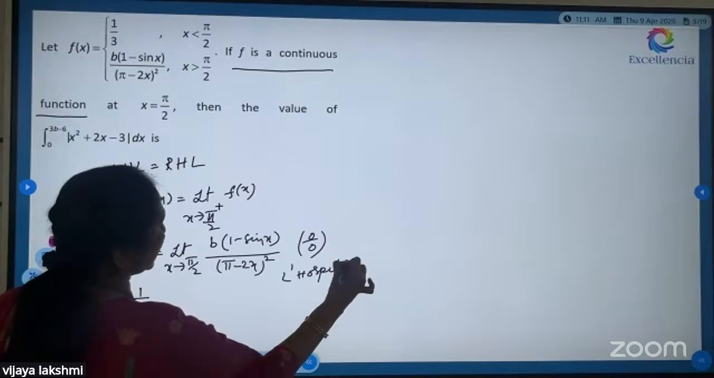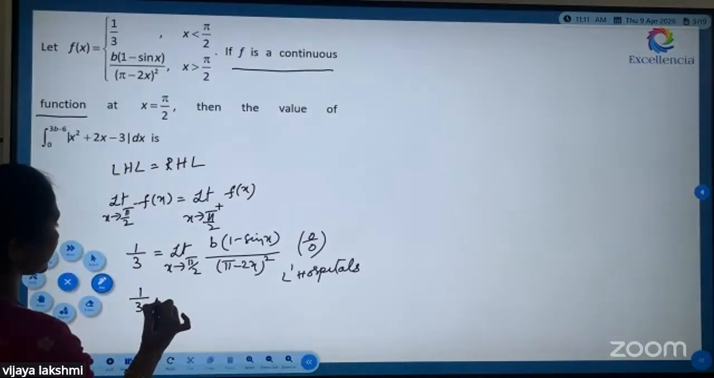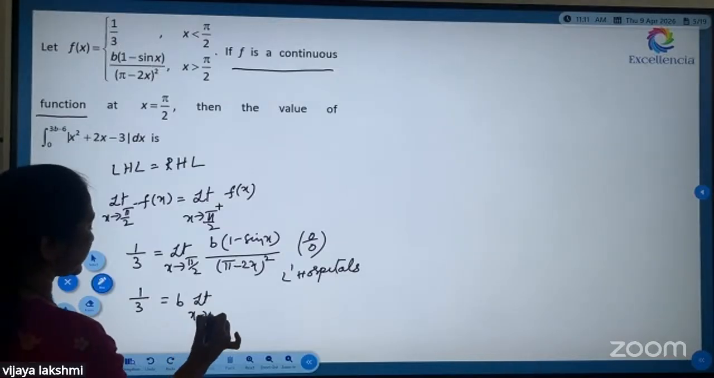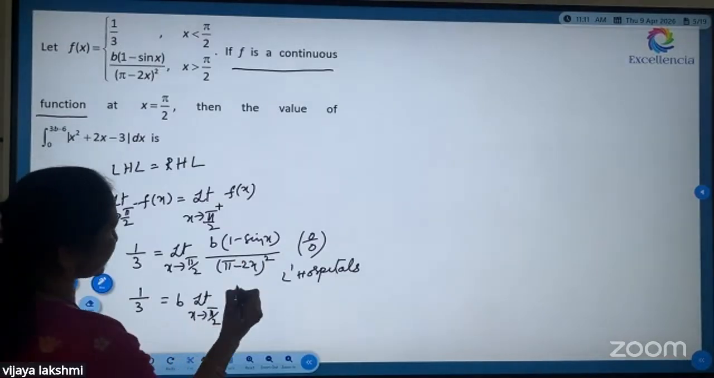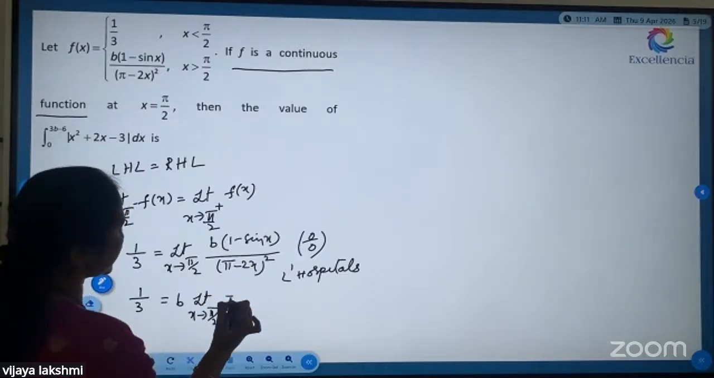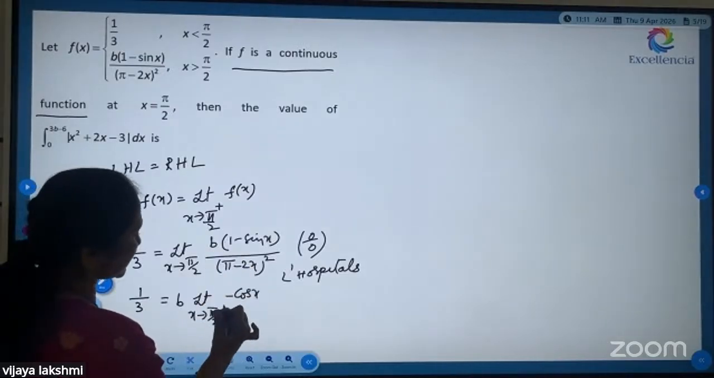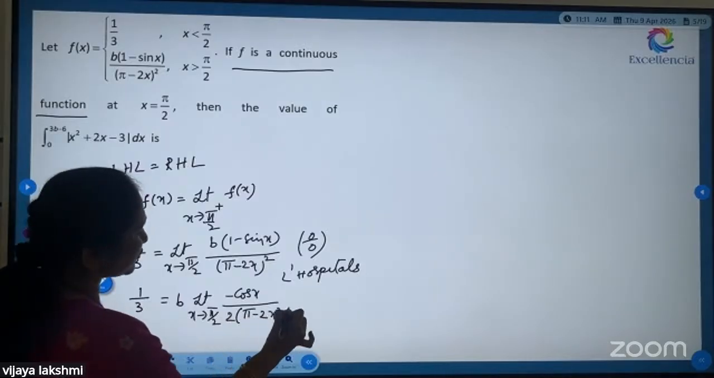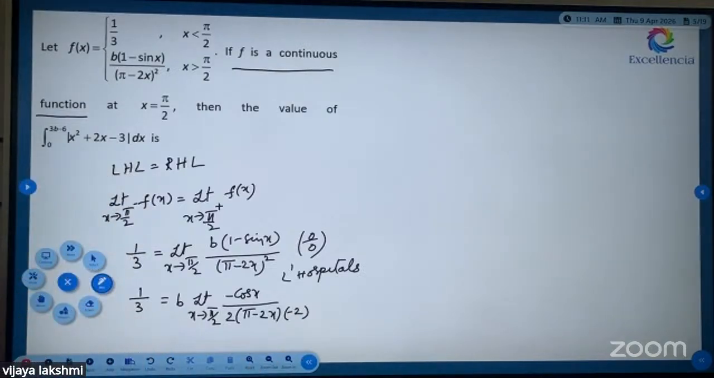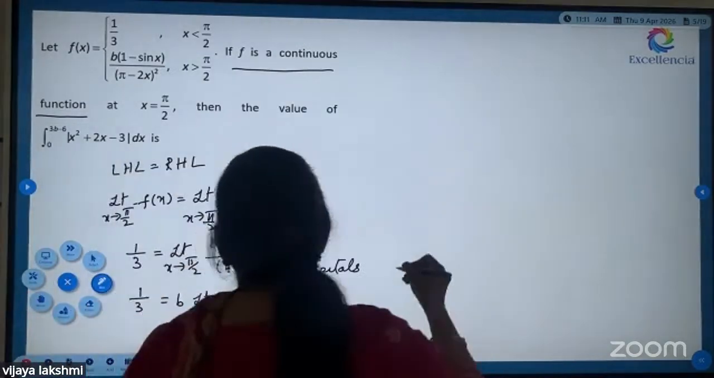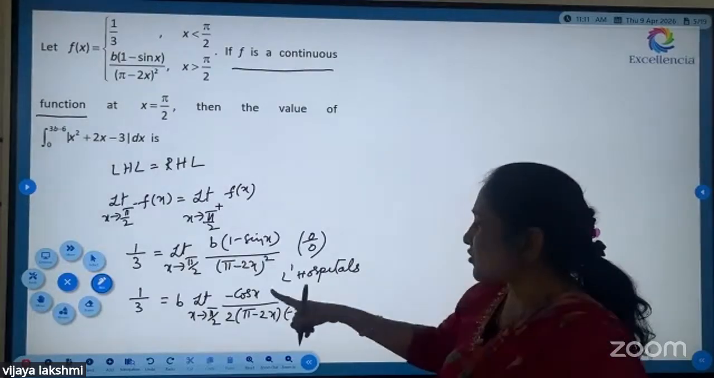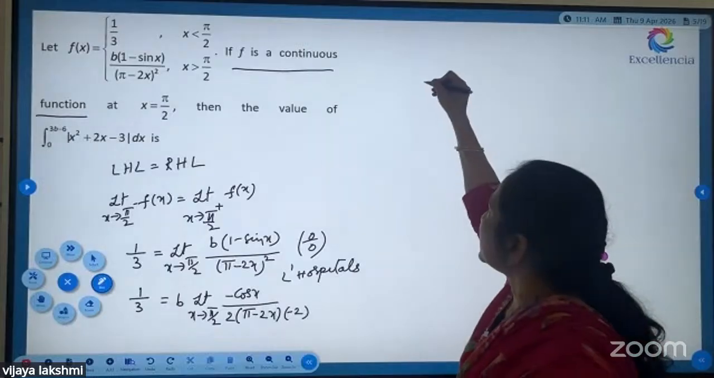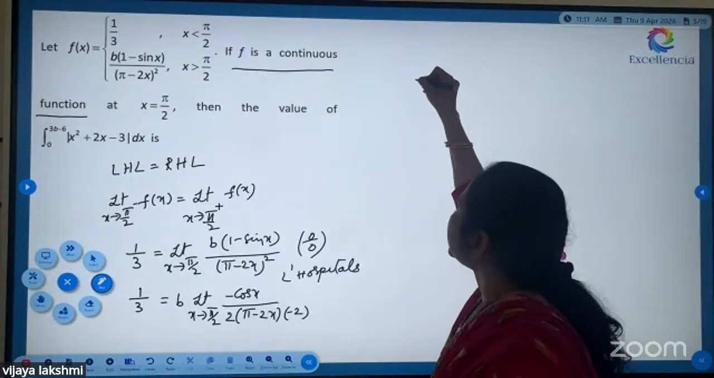Applying L'Hopital's rule, we can write b into the limit as x tends to 5 by 2. The differentiation of sin x is cos x, so we get minus cos x divided by 2 times (5 minus 2x) into minus 2. If you simplify and apply the limit again, we are getting 0 by 0 form, so once again I'm applying L'Hopital's.